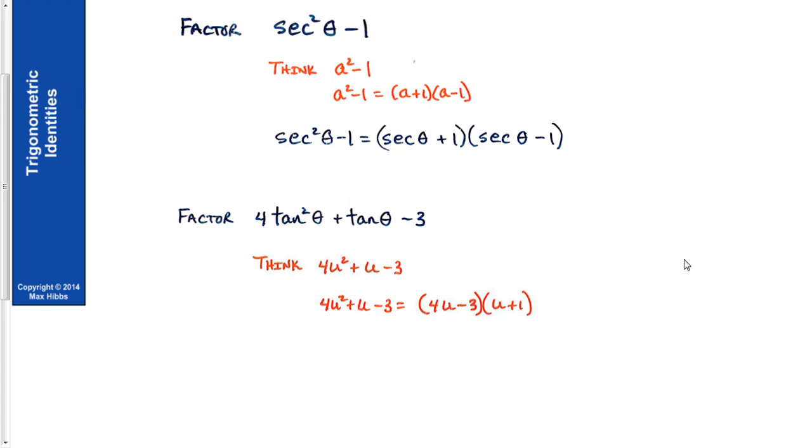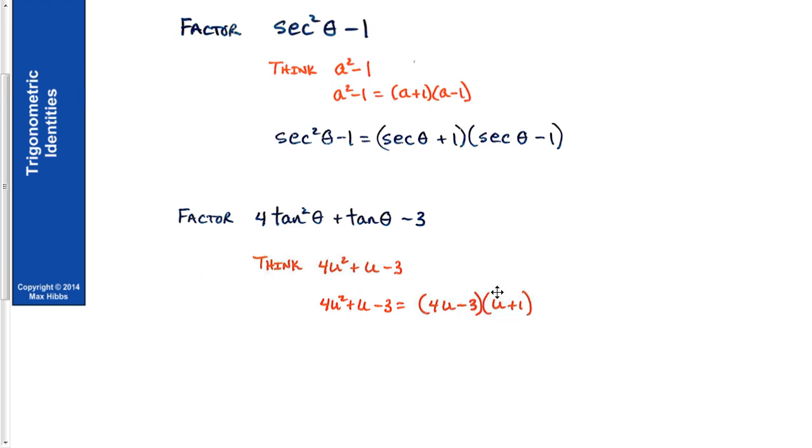And hopefully we can begin to observe and notice these things. If I had, instead of tangent of theta, what we would see above would be 4 times u squared, if I let u be tangent of theta, plus u instead of tangent of theta, and minus 3. And so that looks like a quadratic trinomial that we have lots of practice factoring. So if I looked at it in that fashion, I think you'll agree with me that 4u squared plus u minus 3 factors as 4u minus 3 times u plus 1.